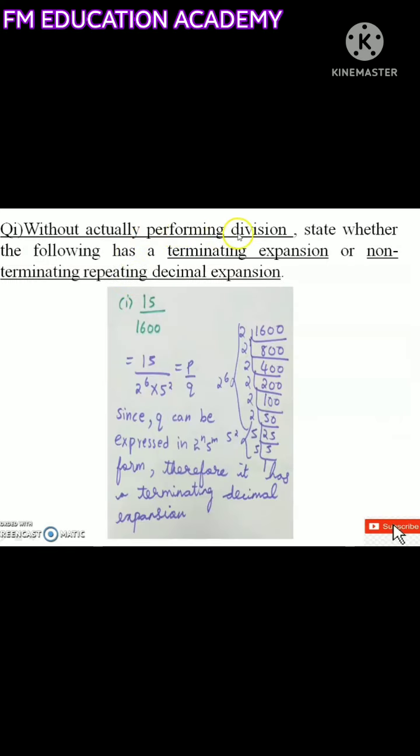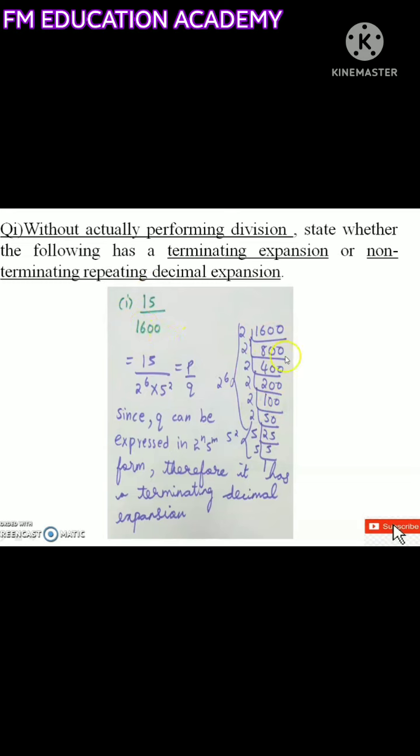See, the question is: without actually performing division, state whether the following has a terminating expansion or non-terminating repeating decimal expansion. So here I have underlined these keywords. I said whenever you solve questions, underline the keywords. So here we have 1600 as the denominator. So find the prime factorization. Why? Because 15 and 1600 would simplify. So simply I am finding the prime factorization of 1600.